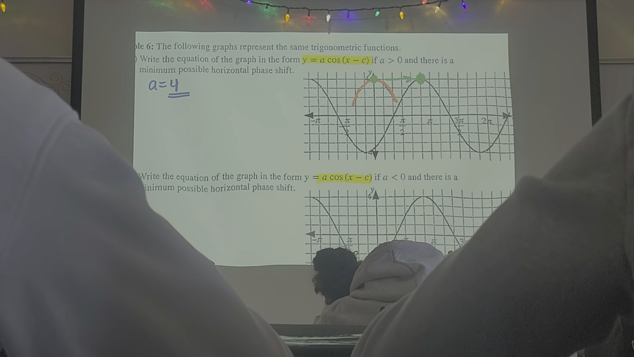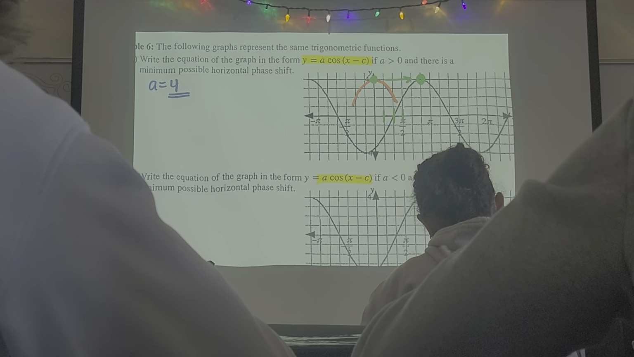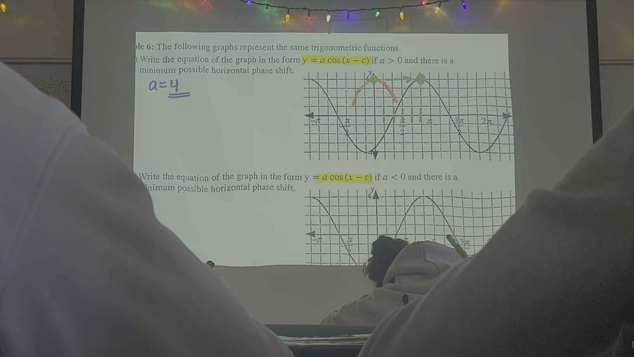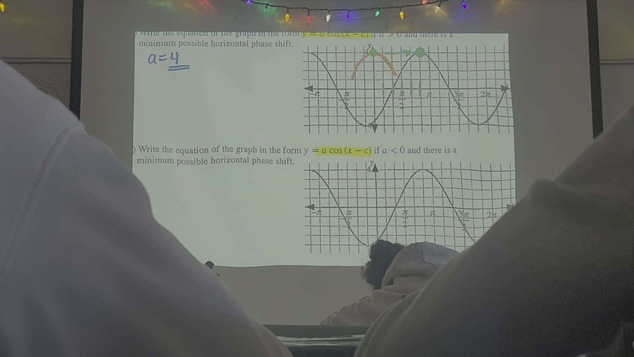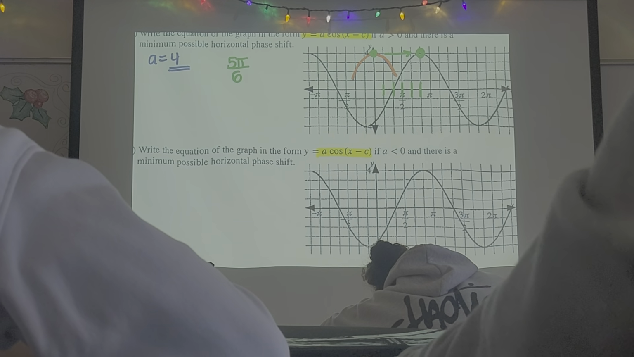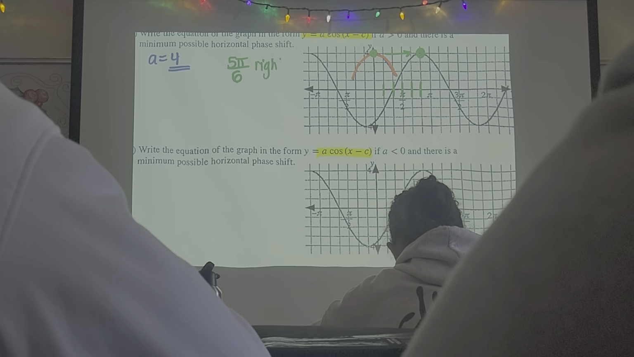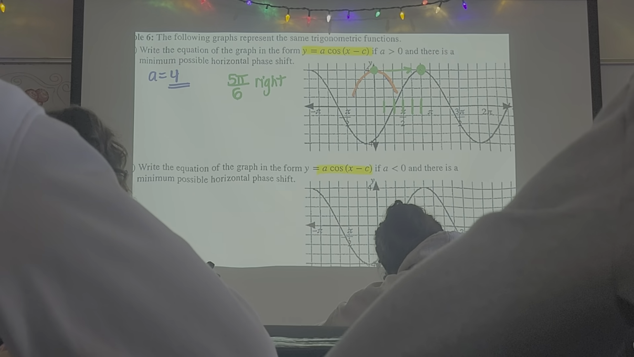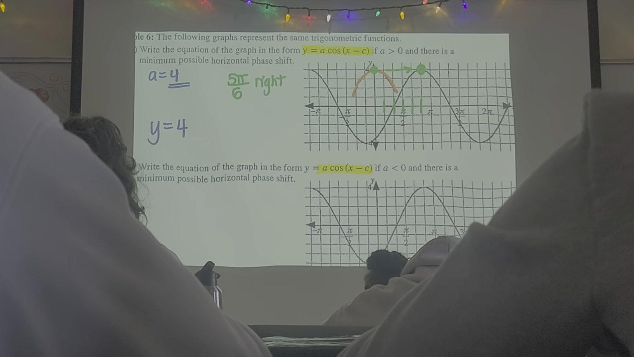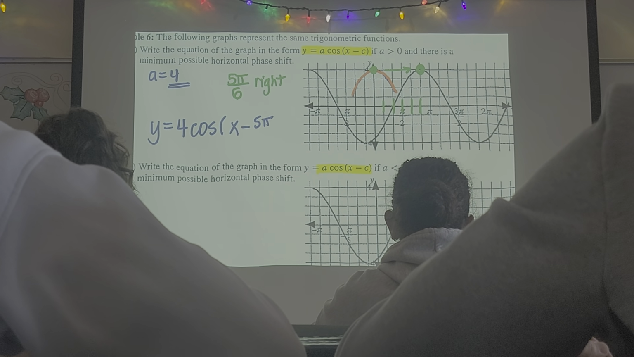So how far did it move? 1, 2, 3, 4, 5 spaces. It moves 5 spaces. So it moved 5 pi out of the 6, and it moved towards the right. So our equation, y equals 4 cosine (x minus 5 pi over 6).